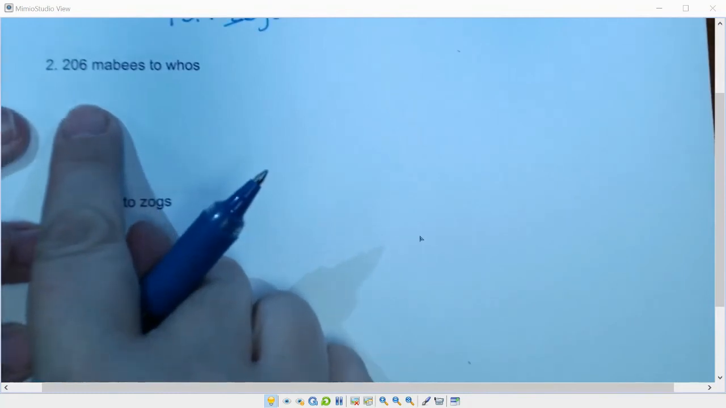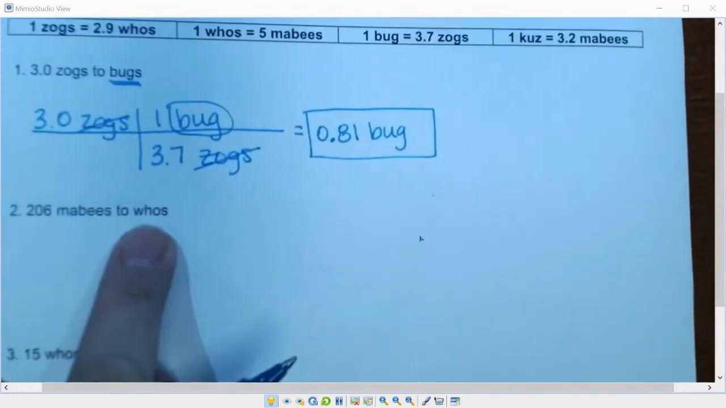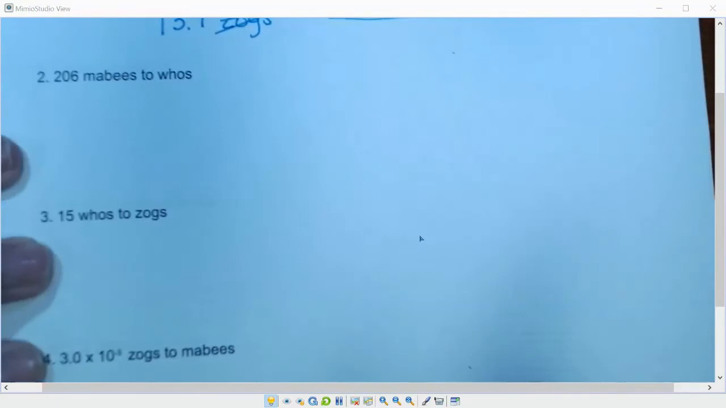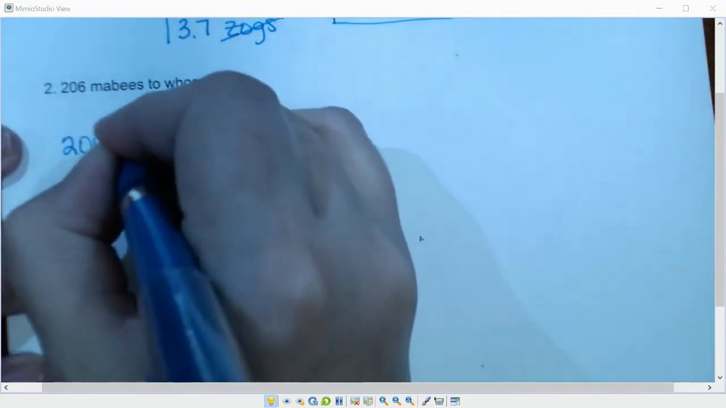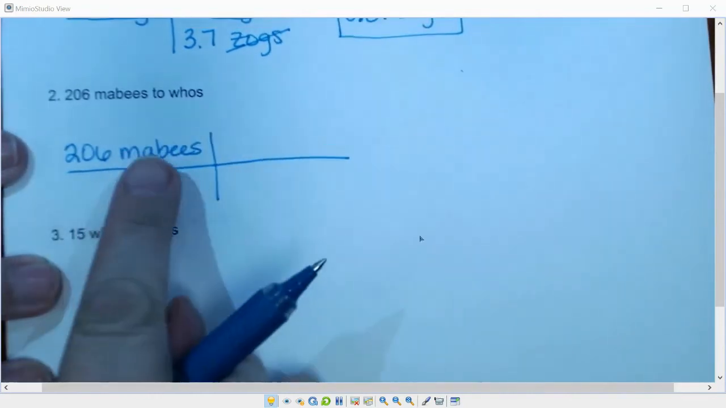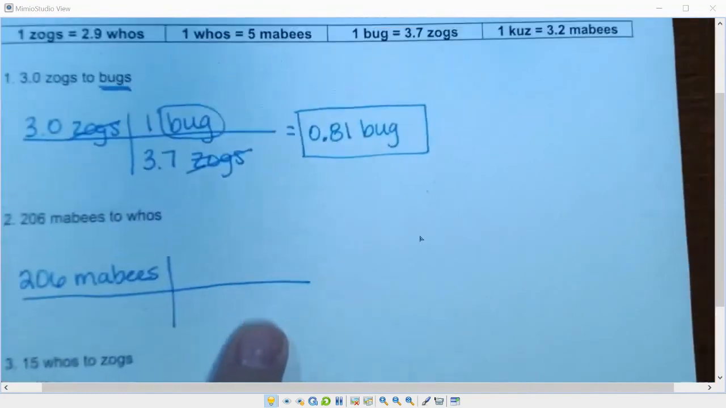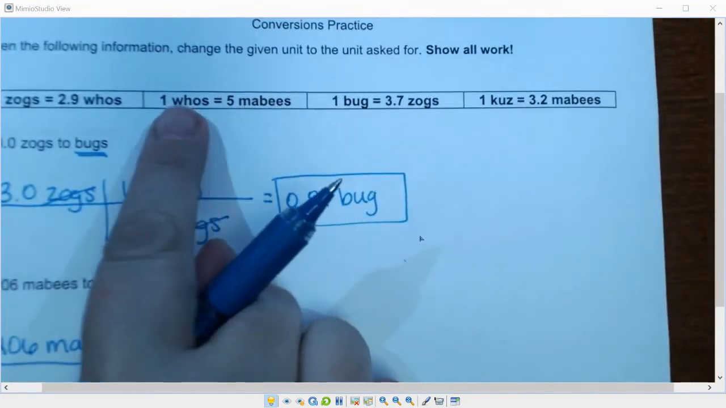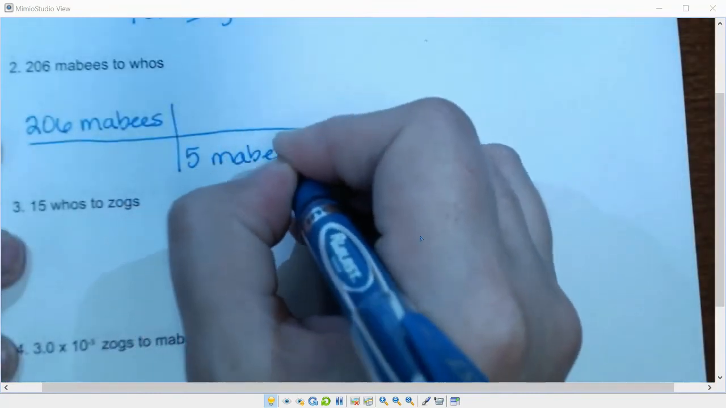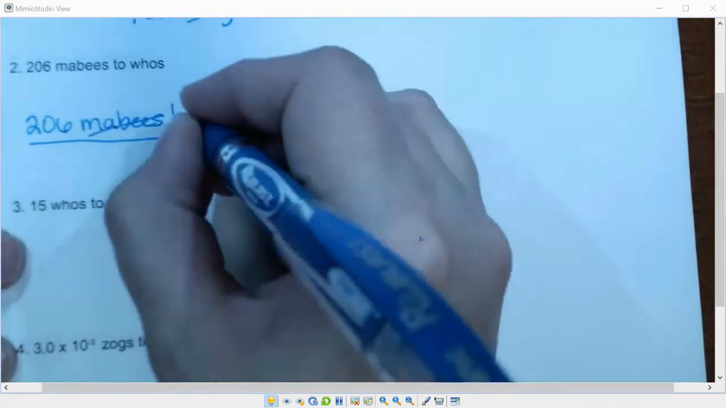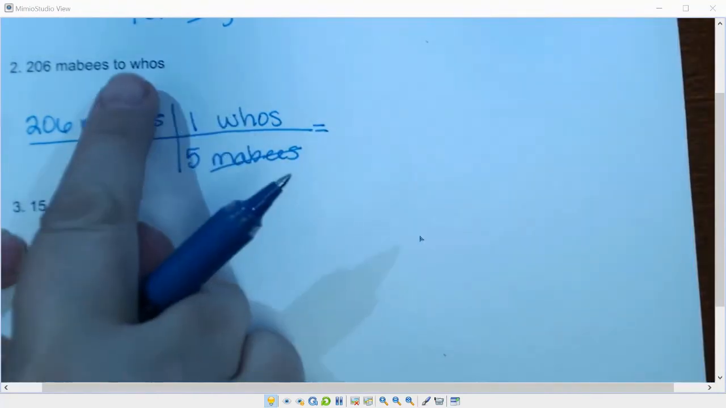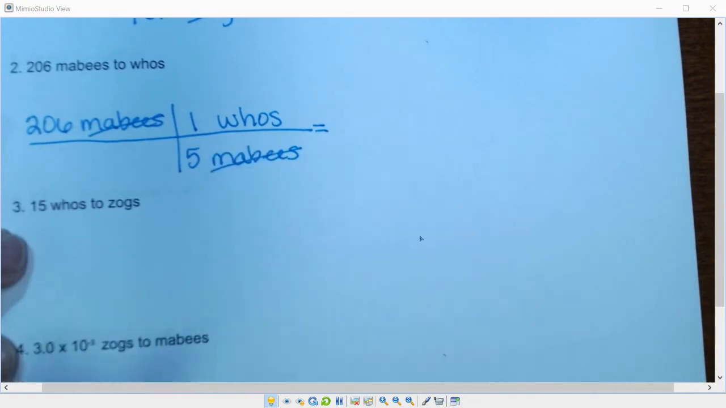So here we have 206 maybes, and we want to convert those to who's. And I check all my conversion factors. There's a direct link between who's and maybes. So 206 maybes. Convert. I'm going to put the maybes unit on the bottom. And here it's 5 maybes for every 1 who. 5 maybes on the bottom, because I need this to cancel. And that's equivalent to 1 who. Who's is what I'm trying to solve for. So I can finish and just do my math now.